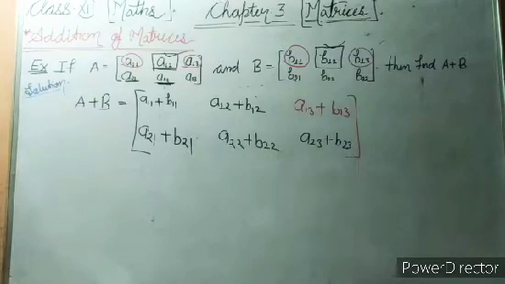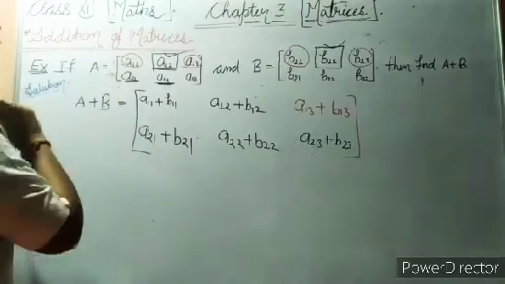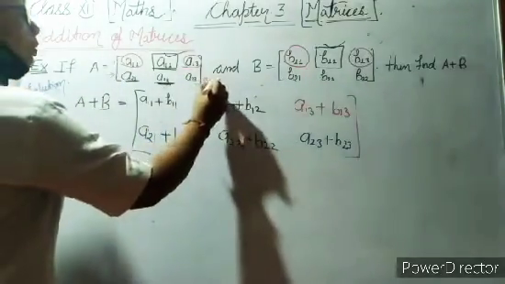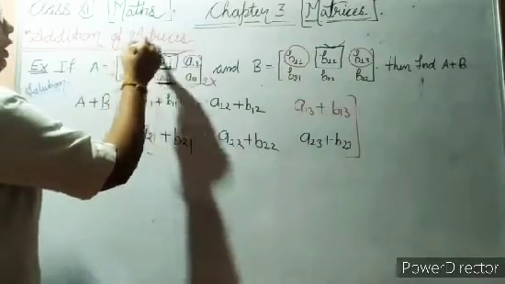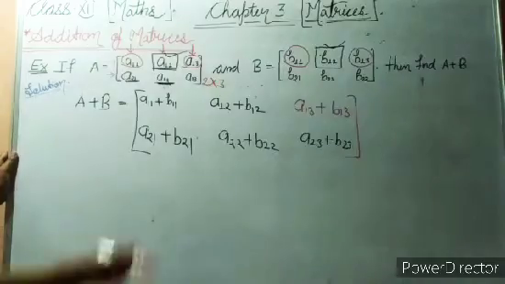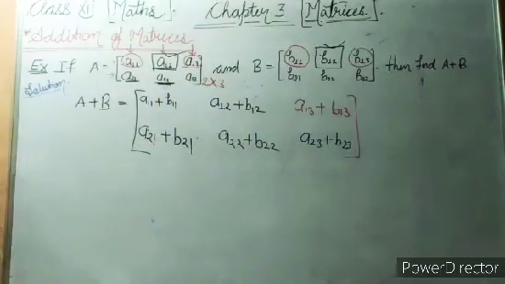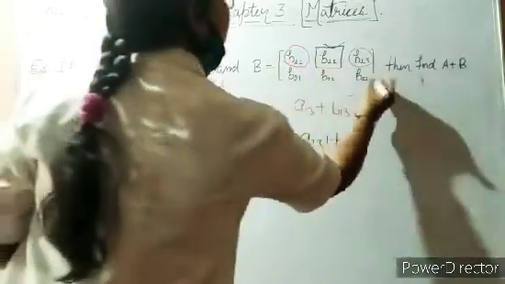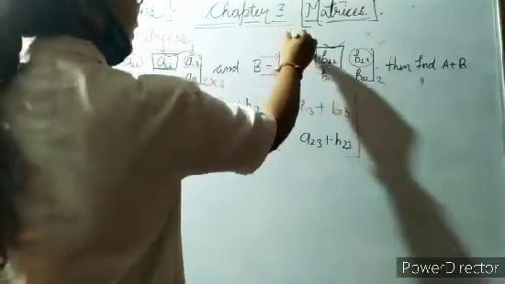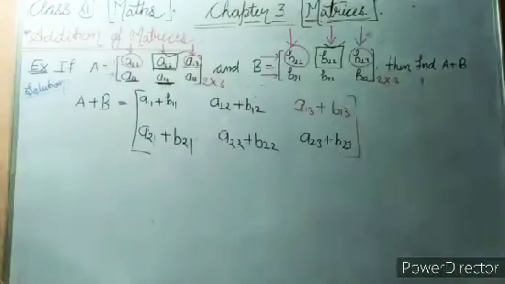You see, in this matrix, how many rows? 2 rows. So the order we write is 2 cross column. How many columns? 1, 2, 3. So here I write 3. That means matrix A has order 2 by 3. Same thing for B: 1 and 2 rows, so here I write 2, and 1, 2, 3 columns, so it will be 3 columns.